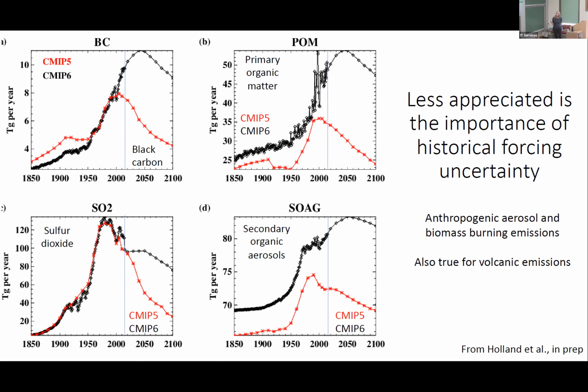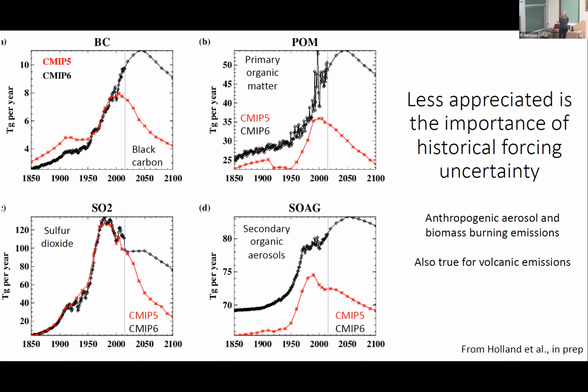But prior to 2015, these are supposed to be based on observational records. And you can see that prior to 2015, these also differ considerably. And that can have implications for how the climate is simulated. And they differ because we're uncertain about what those emissions were. We don't have good observational records in a lot of locations.